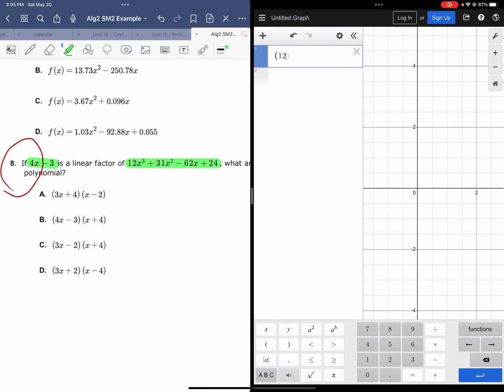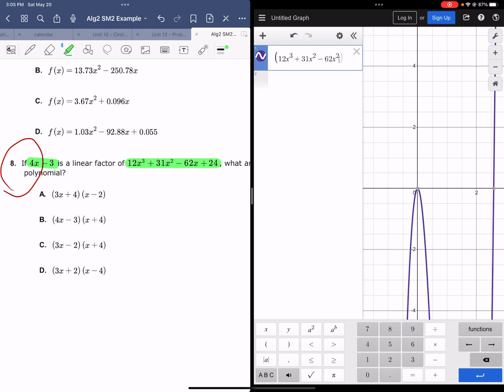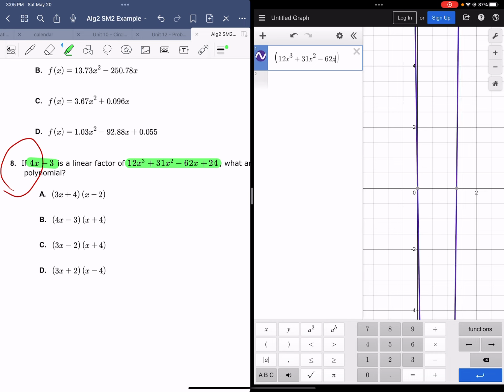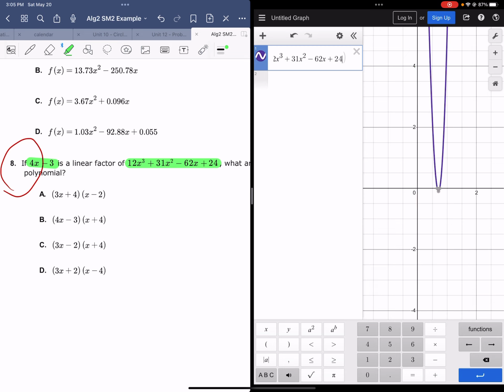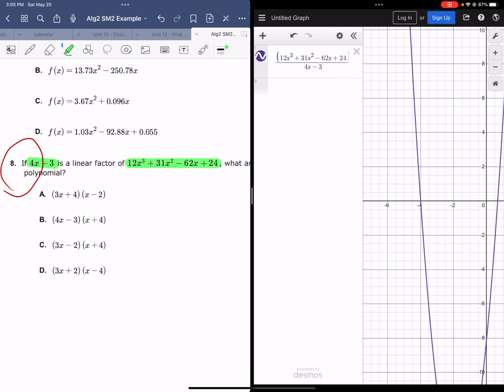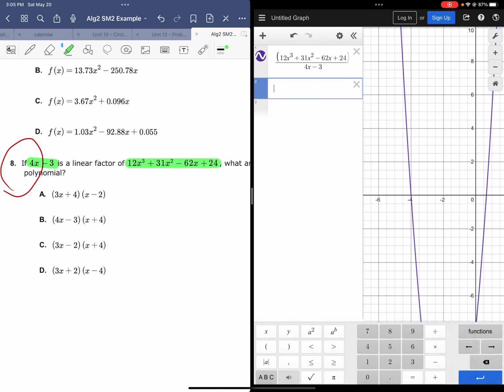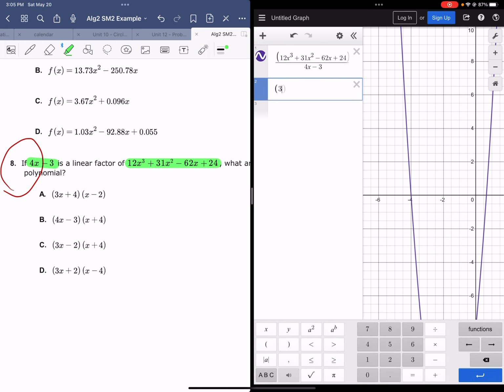So it's going to be 12x to the 3rd power plus 31x squared minus 62x, and then plus 24, close the parentheses, divide by 4x minus 3. So I got this graph, right? And I'm going to put every single one of these into Desmos, plus 4, and see which one overlaps.